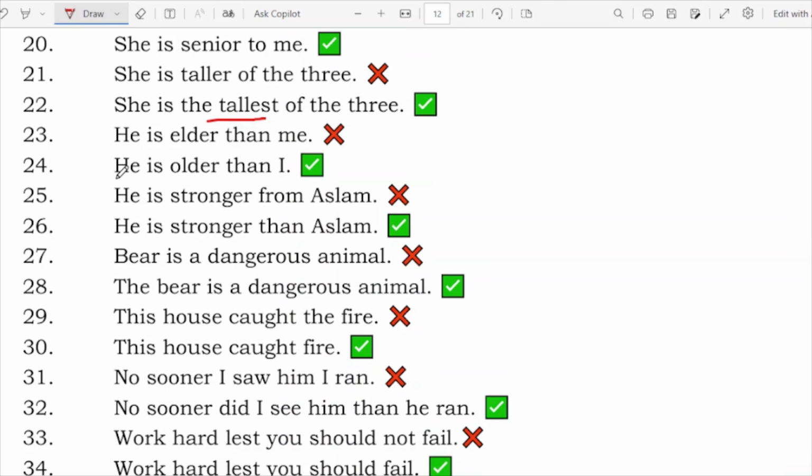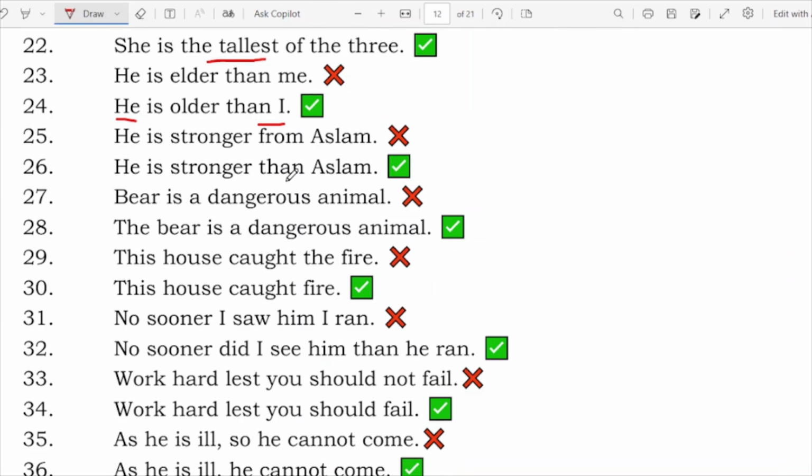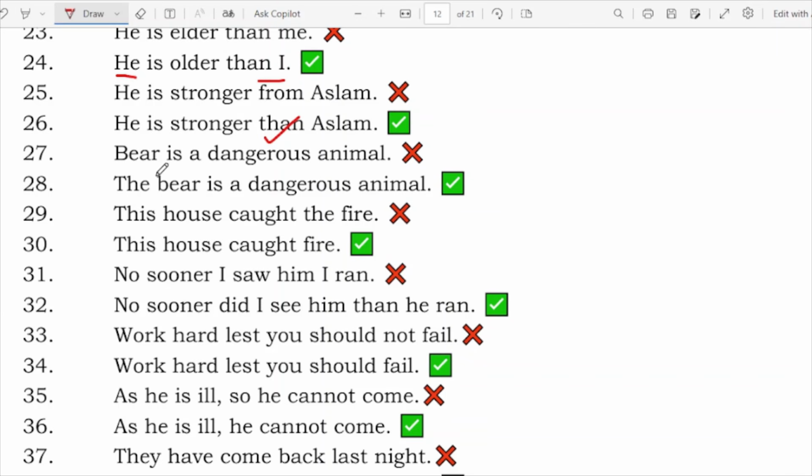This is subjective. He is subjective and I must be subjective over here. He's stronger than Aslam, right? And not "from", this is "than". Bear is a dangerous animal. This is a whole class representing bear. Then we use the bear.